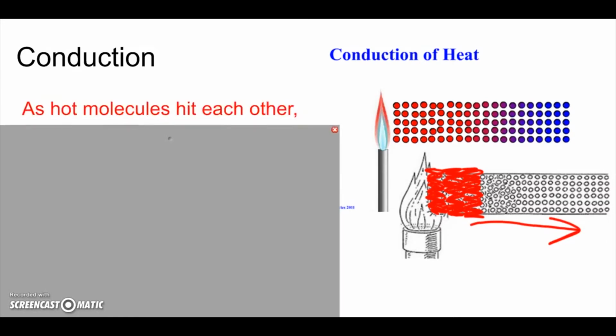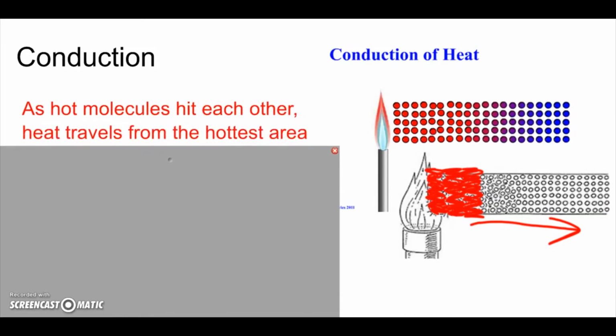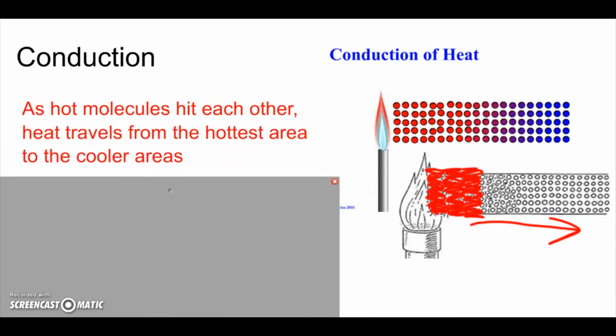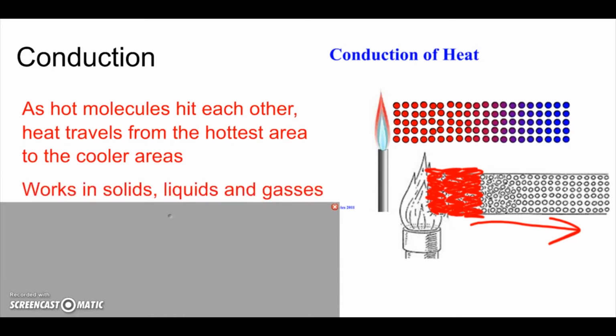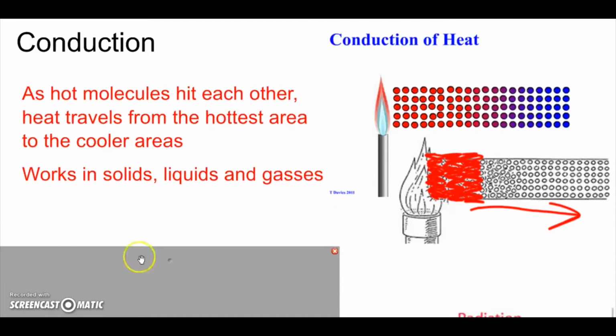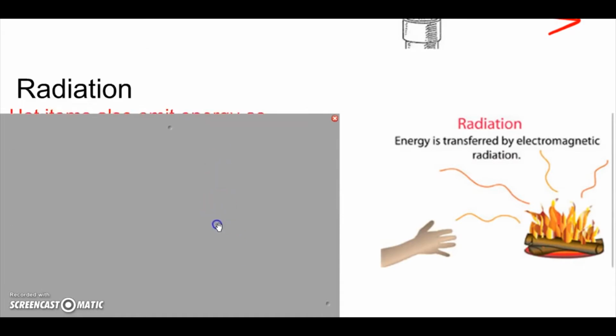So in our notes, as hot molecules hit each other, heat travels from the hottest area to the cooler areas. This can happen in solids, liquids, and gases because in all three cases, the atoms are all hitting each other, smacking each other, and transferring that kinetic energy. So that is conduction. Lastly, heat travels by radiation.